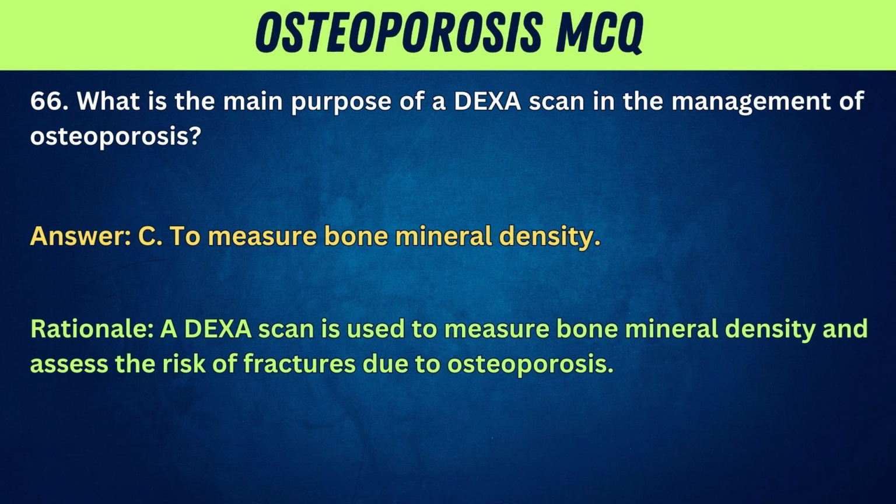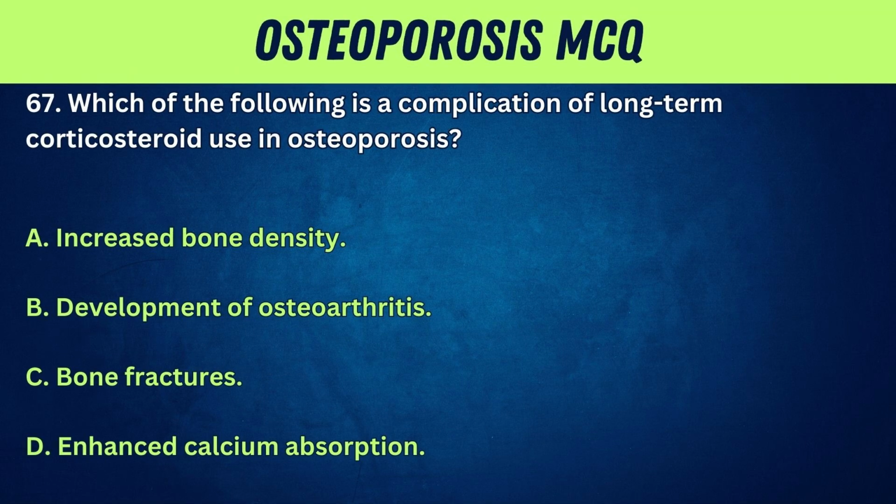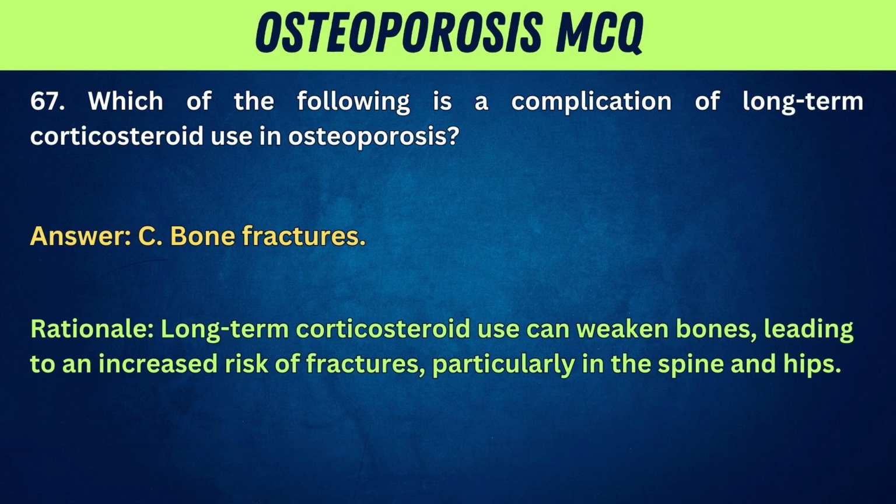Rationale: a DEXA scan is used to measure bone mineral density and assess the risk of fractures due to osteoporosis. 67. Which of the following is a complication of long-term corticosteroid use in osteoporosis? A. Increased bone density. B. Development of osteoarthritis. C. Bone fractures. D. Enhanced calcium absorption. Answer: C.